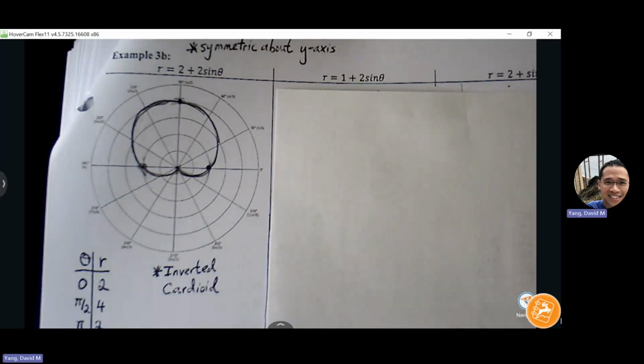So all these graphs are symmetrical about the y-axis.